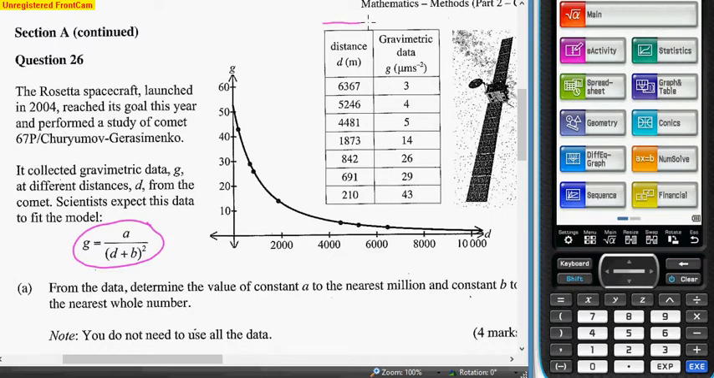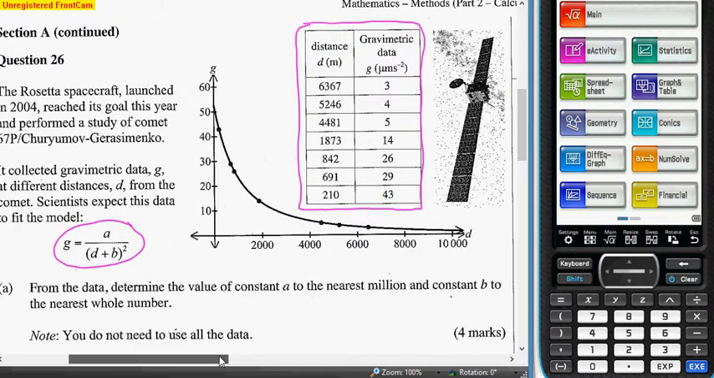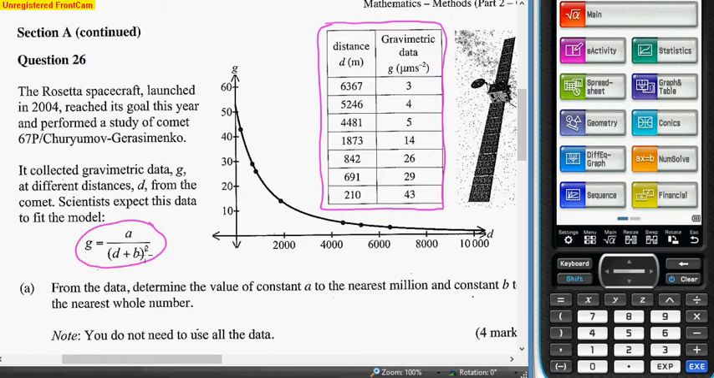Over here in this table is the data, and this is a picture of it. From the data, determine the value of the constant A, the A on the top, to the nearest million, and constant B, to the nearest whole number. So A to the nearest million, B to the nearest whole number.